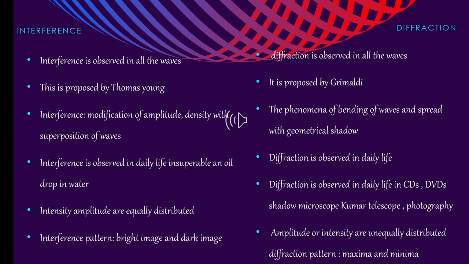Interference is observed in daily life in oil drops or soap bubbles. Diffraction is also observed in daily life, as you can see in the sky, where sunlight diffracts. In interference, intensity and amplitude are equally distributed. Diffraction is observed in daily life in CDs, DVDs, microscopes and telescopes, photography. Interference patterns are bright and dark images. In diffraction, amplitude or intensity are unequally distributed and diffraction patterns are maxima and minima.